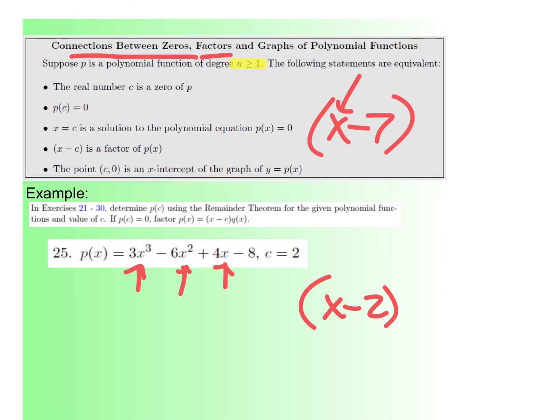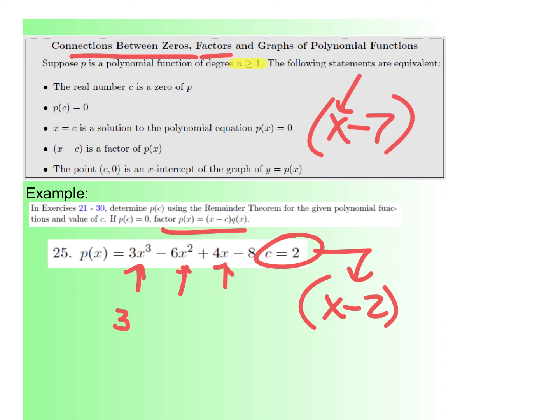Get what I mean? If 2 makes it equal 0, then that means that you have an x minus 2 factor. Okay. So, and then we're supposed to factor it if that's true. Well, so let's just stick a 2 in here.